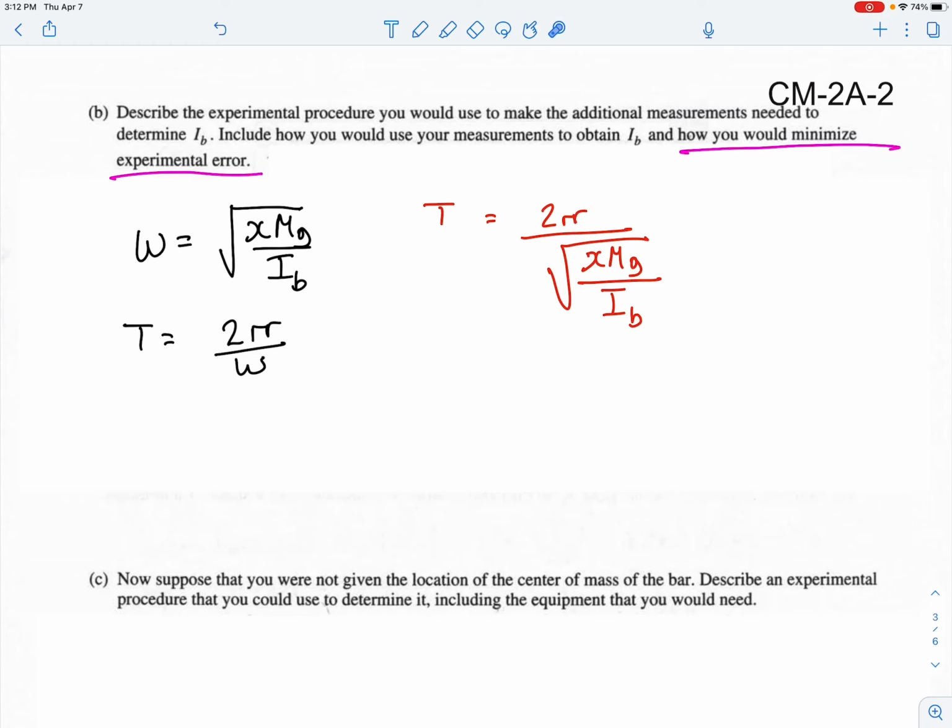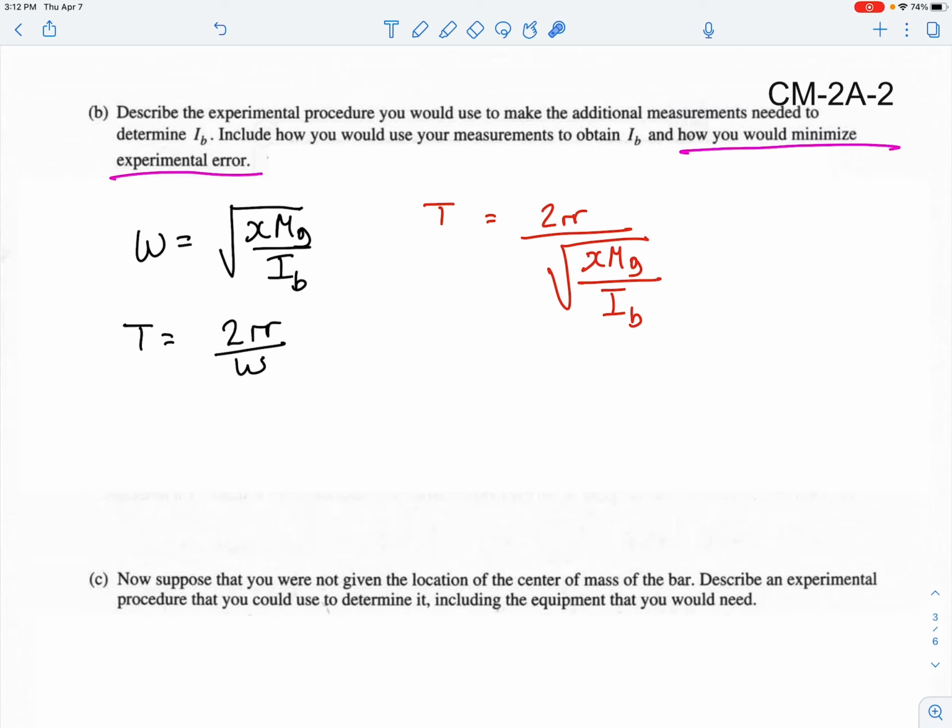So when I look at this, I see I have T equals 2 pi square root of x m g over I subscript B, right? If I want to figure out the period, then obviously pi is a constant, g is a constant. I would have to measure the mass, so I'd have to get the mass of the rod. I would have to know what x is, so I'd have to measure x. How do you get x?